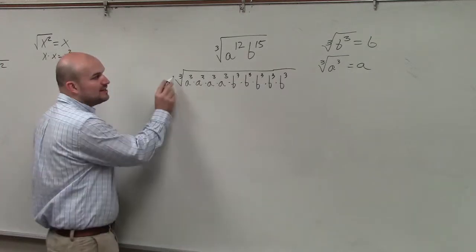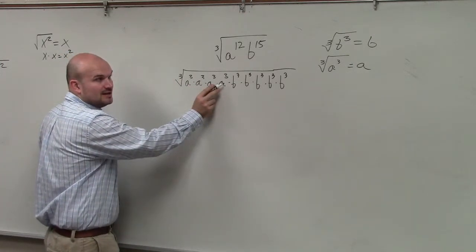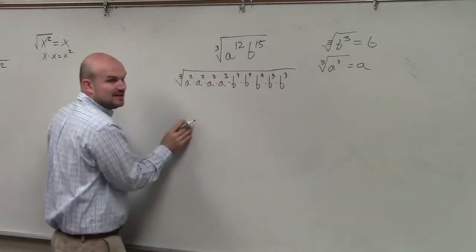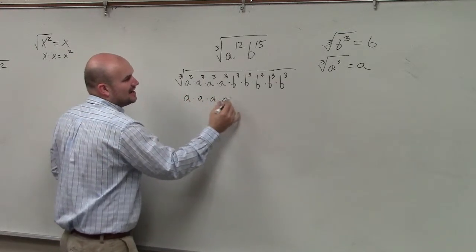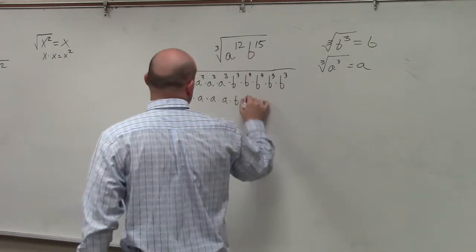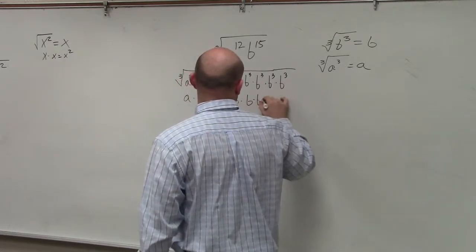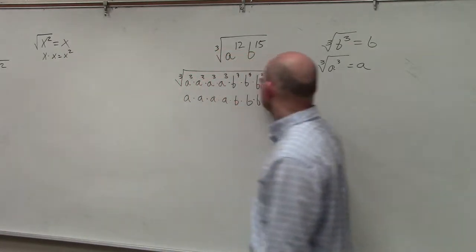Now, the main important thing is we can take the cube root of all of these a's, and we can take the cube root of all of these b's. So therefore, that's a times a times a times a. And this would be times b times b times b times b times b.